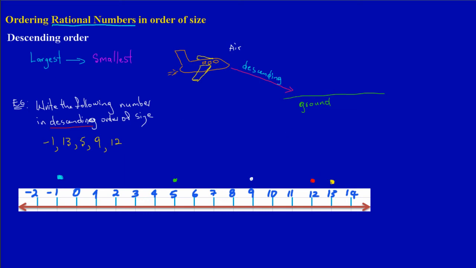So I can just make a quick note, and this would be my answer. In descending order, the first number I would have is 13, then 12, 9, 5, and -1. So that's what we mean by descending order of size, and that would be my answer, guys.